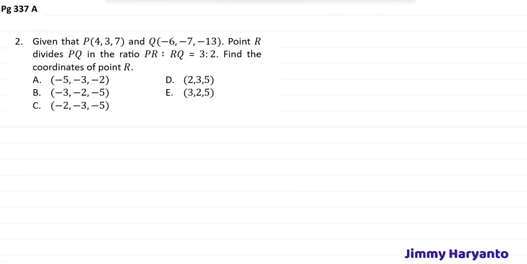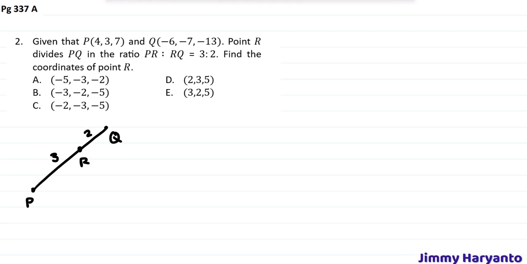Next, still on page 337A, question 2. Still the same as the first question. This one is P, this one is Q, and then PR is 3 to 2. It means R is right there, 3 to 2, just like that. Okay, still the same: PR to RQ equals 3 to 2.